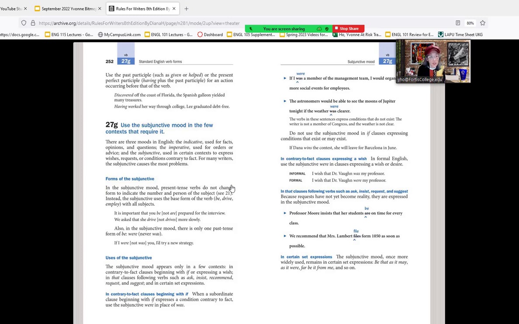There are three moods in English: the indicative, used for facts, opinions, and questions; the imperative, used for orders or advice; and the subjunctive, used in certain contexts to express wishes, requests, or conditions contrary to fact. So when we use the subjunctive, we want to wish. We're wishing for something. We're doing something emotional. So in the subjunctive mood, present tense verbs do not change form to indicate the number and person of the subject. Instead, the subjunctive uses the base form of the verb with all subjects.